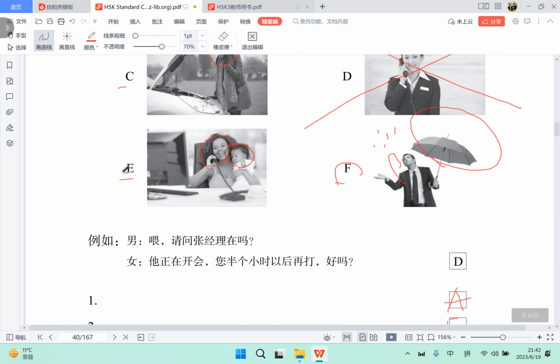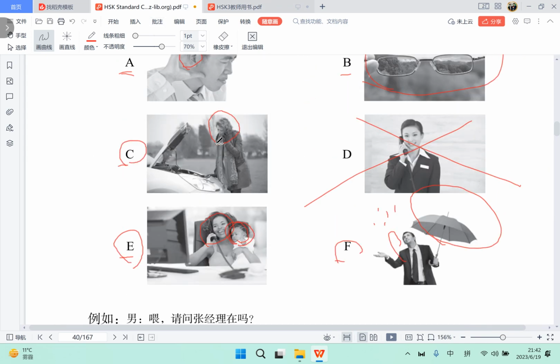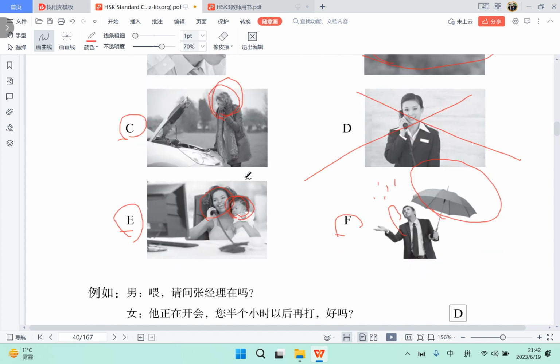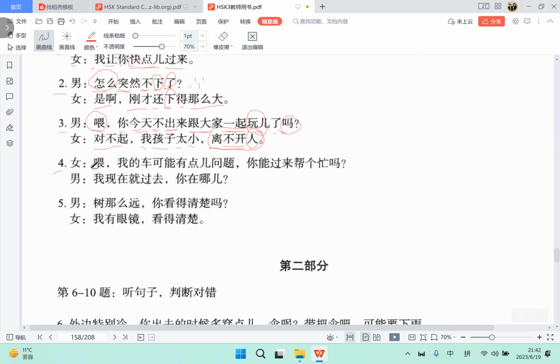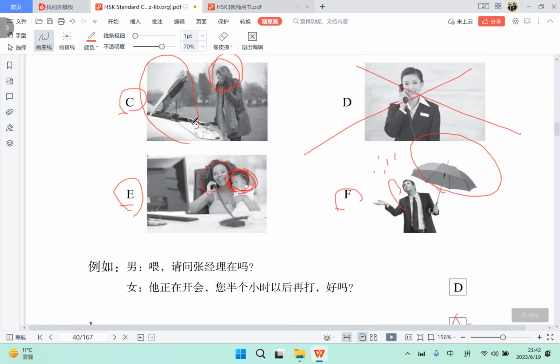So for this one we choose E, right, because there is a child. And for C, there is also a lady making a phone call, but compared with the car, this child needs more caring. So 第三题我们选 E. And go on, 第四题, 喂, so we don't need to check the rest but choose C directly.